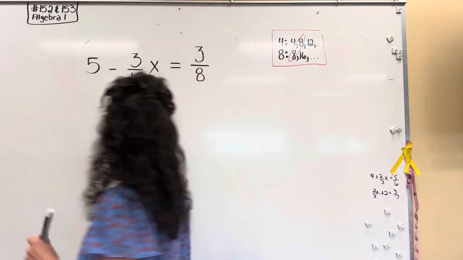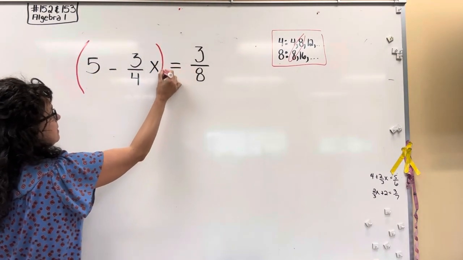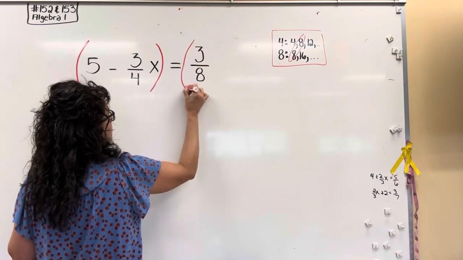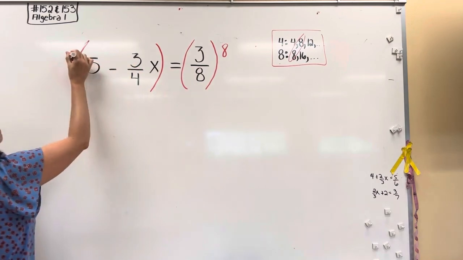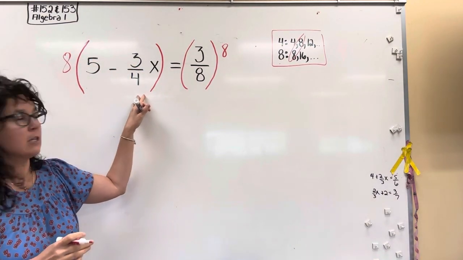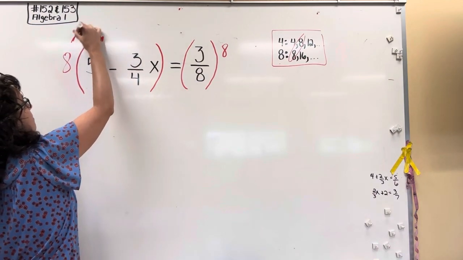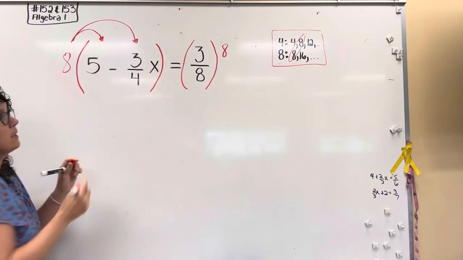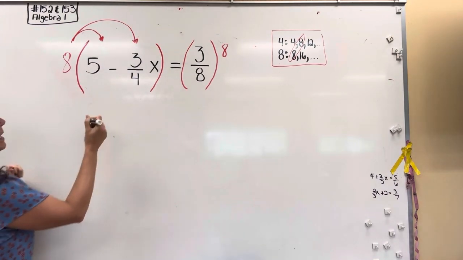Okay, so we're going to come over here and multiply both sides by the number 8. On the left side, I'm going to need to use the distributive property. 8 multiplied by 5 is 40.